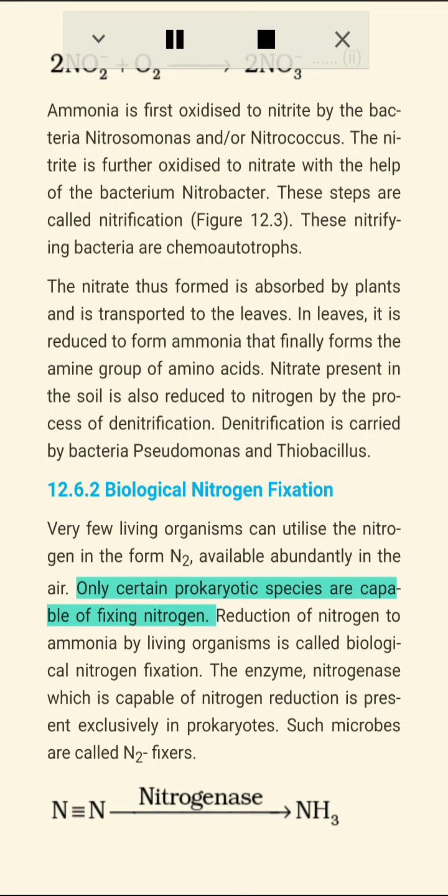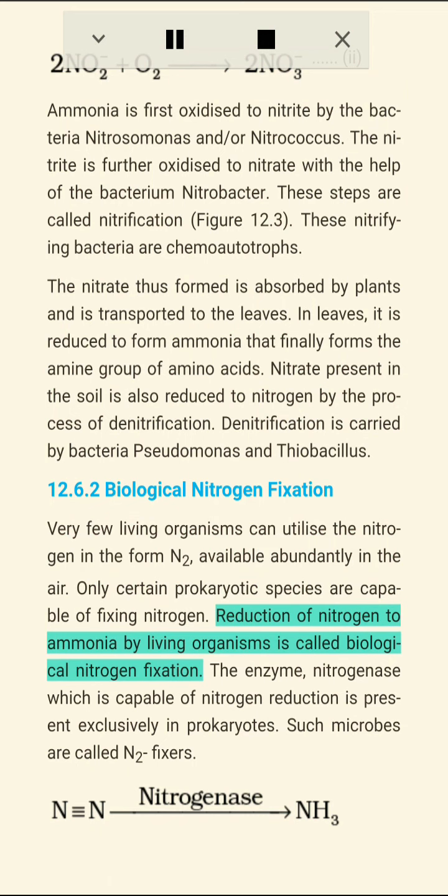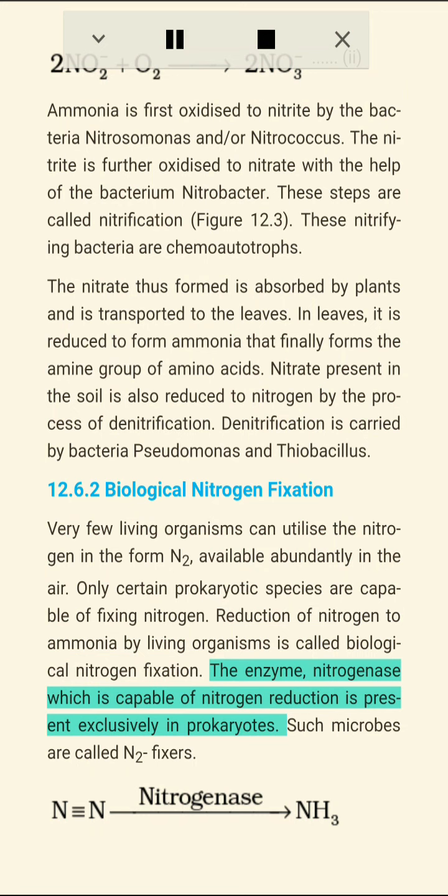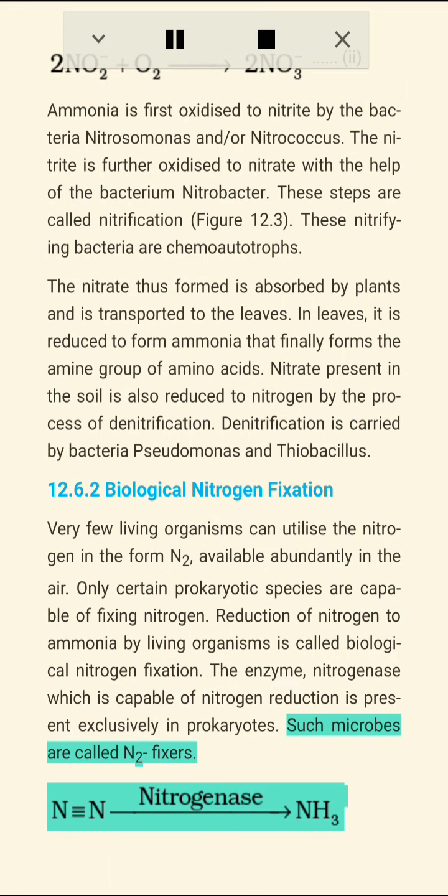12.6.2 Biological nitrogen fixation. Very few living organisms can utilize the nitrogen in the form N2, available abundantly in the air. Only certain prokaryotic species are capable of fixing nitrogen. Reduction of nitrogen to ammonia by living organisms is called biological nitrogen fixation. The enzyme nitrogenase, which is capable of nitrogen reduction, is present exclusively in prokaryotes. Such microbes are called N2 fixers. The nitrogen-fixing microbes could be free-living or symbiotic.